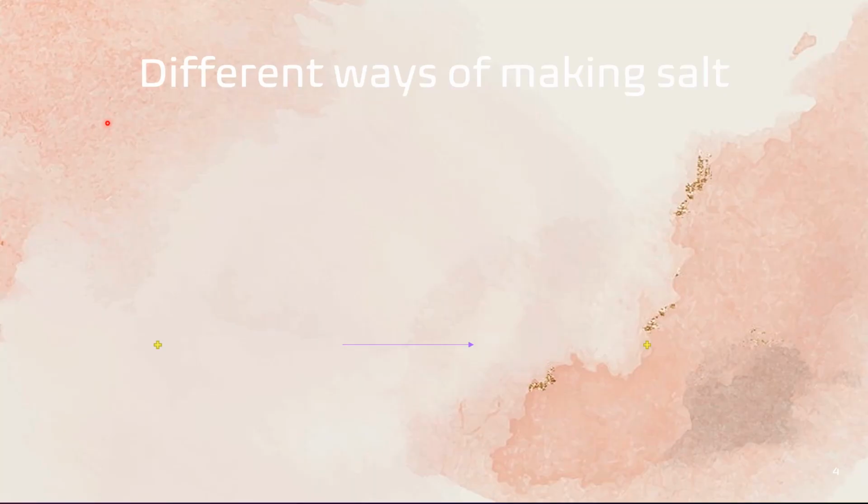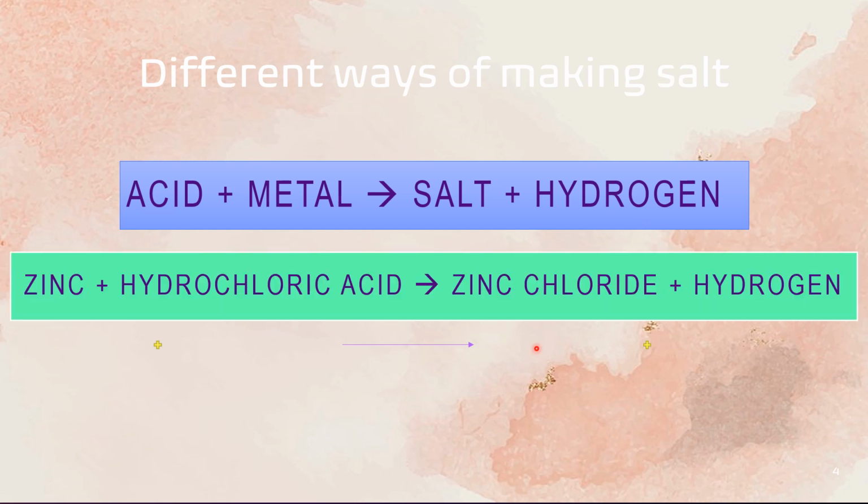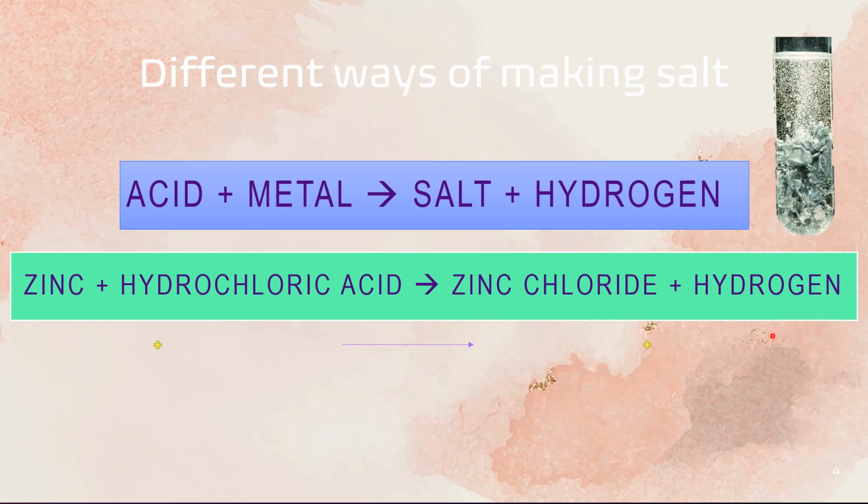Now we'll look into the different ways of making salt. One of them that I previously mentioned is acid plus metal produces salt and hydrogen. Now this is a general equation. And here is the word equation for the reaction between zinc and hydrochloric acid. It makes zinc chloride and hydrogen. This is the reaction.